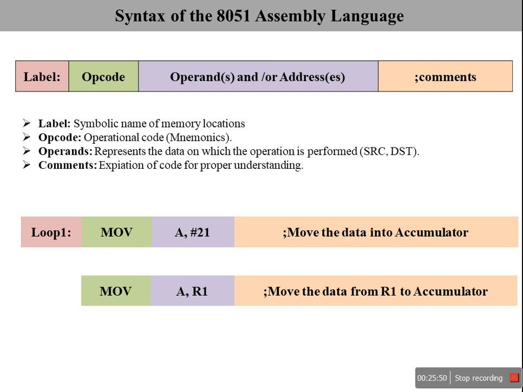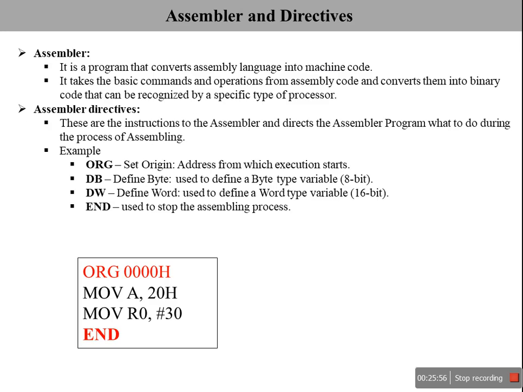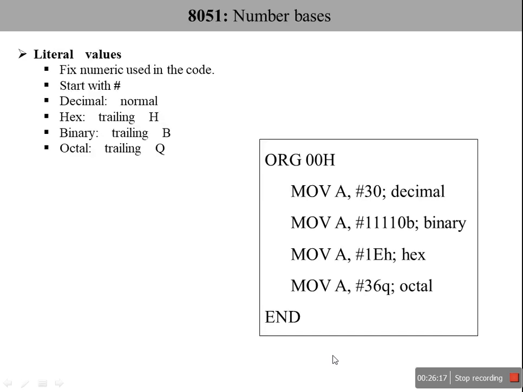And this is the syntax of writing assembly language, which has a label, opcode, operands or addresses, and comments. And we go for an assembler. An assembler is software which converts assembly language to machine language. Then we have different assembler directives also. This is a typical code for 8051 assembly language programming. We say ORG 00, and this is an END application. Here we have assembly code, and these are assembler directives. So this is how we will be writing an application.